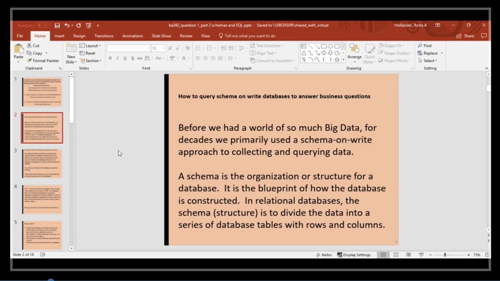Now, they're called Schema on Write because when we set them up, we give them a particular structure or schema. That's the blueprint of how we want that database to be constructed. And for years, the de facto standard, a very popular database, has been relational databases, which means that we have a structure where we divide our data into a series of database tables, and each table has lots of rows and columns. And remember, the rows are called records and the columns are called fields.